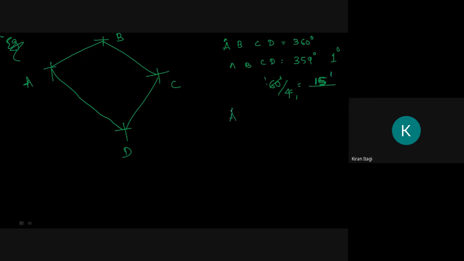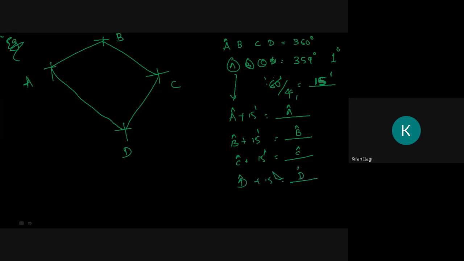Then what I will do, angle A, I am taking angle A plus 15 minutes. So I will get a new angle. Again, angle B plus 15 minutes, I will get new angle B. Angle C plus 15 minutes, I will get new angle. Angle D plus 15 minutes, so I will get new angle. So now I have got everything. So now I have got corrected angle A, angle B, angle C, and angle D.